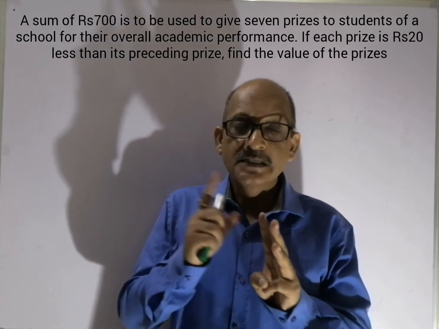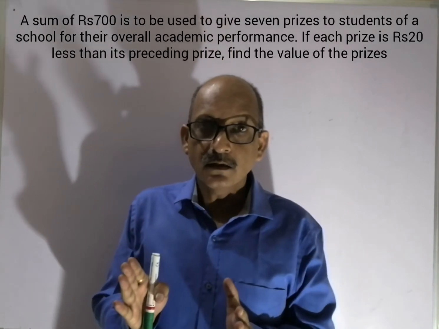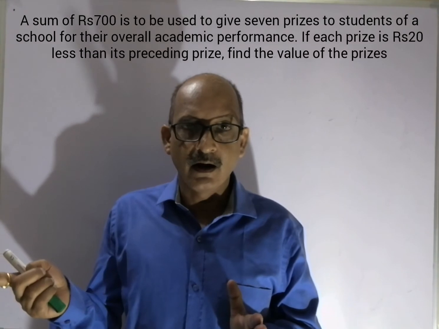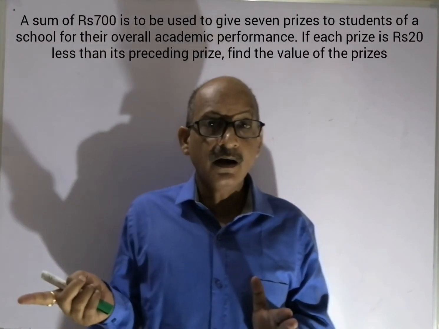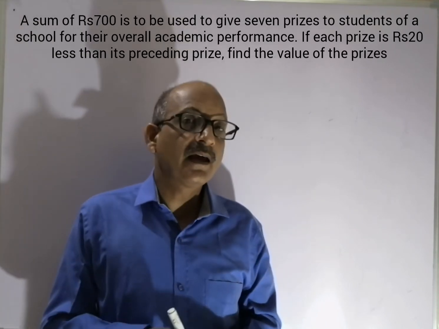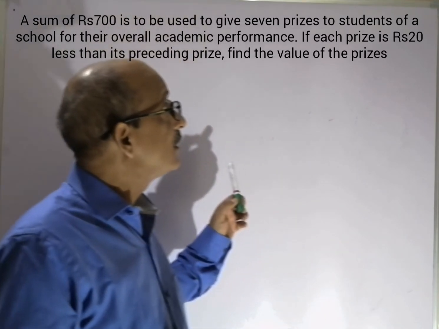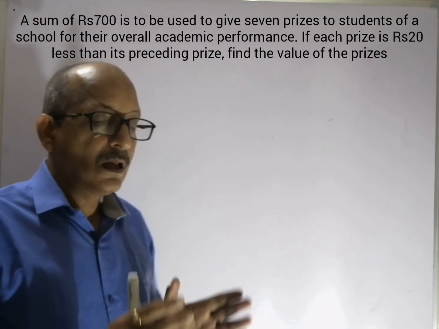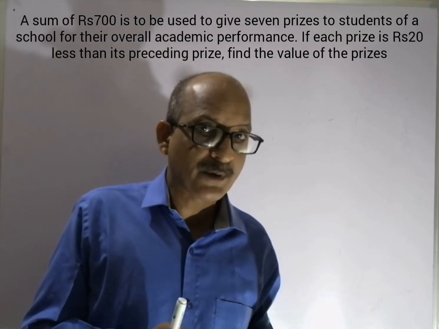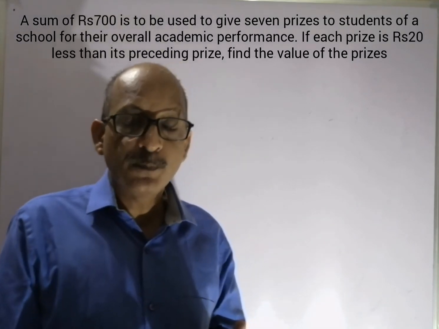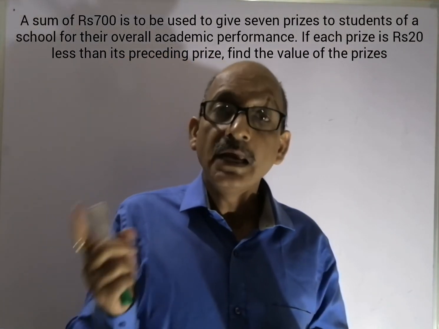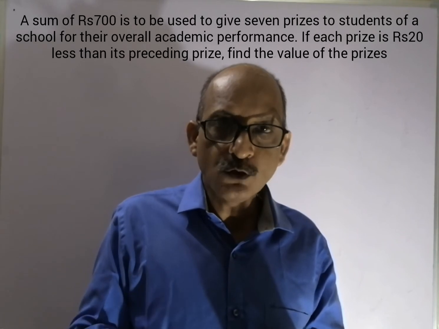How many numbers? 7. What is the total prize? 700. Sn is 700. N is 7. One more thing is explained here. D is minus 20 because every prize is 20 rupees less than the previous prize. So if the first prize is rupees 100, then the next prize, second, just after that, will be equal to 80 rupees. Next prize 60 rupees and so on.